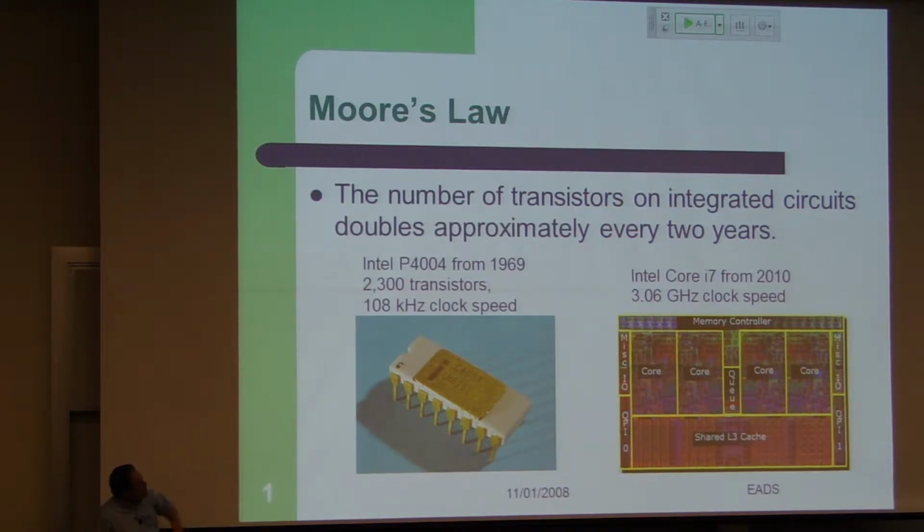Fairly recent, the Intel Core i7, 3.06 gigahertz. That's a lot faster, right? A gigahertz is a billion, so we're basically going from 100,000 to a billion, so that's a lot faster. And it's also got a lot more transistors. I couldn't find the number of transistors, but it's billions. Anyway, those are just pictures, obviously larger than life-size pictures.